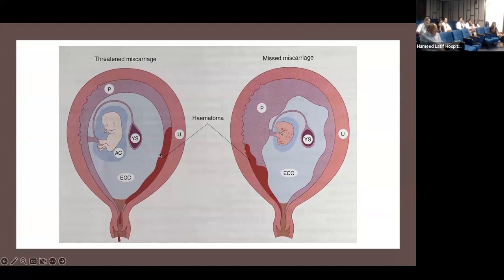But if it progresses, continues to bleed, then it will dissect the chorion from the decidua, and it will result in disruption of the pregnancy. On the other end, the pregnancy sac would become irregular, and the fetal cardiac activity would disappear.